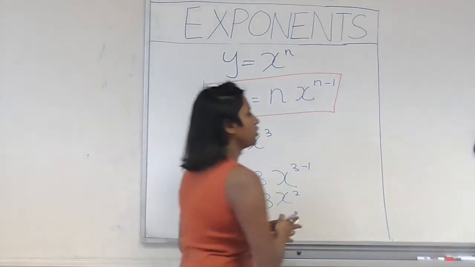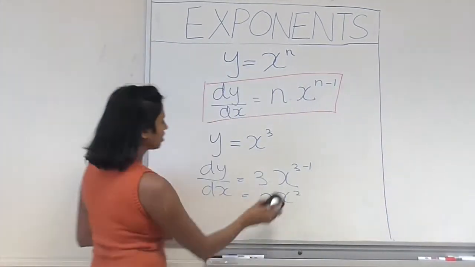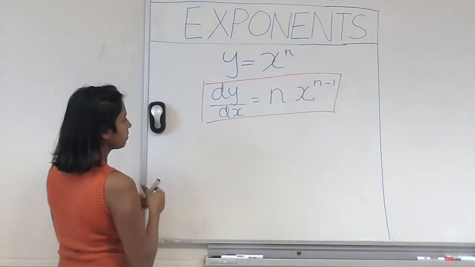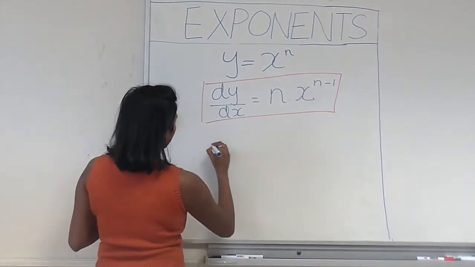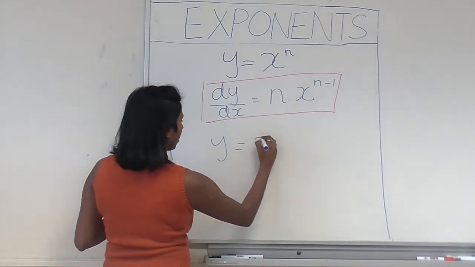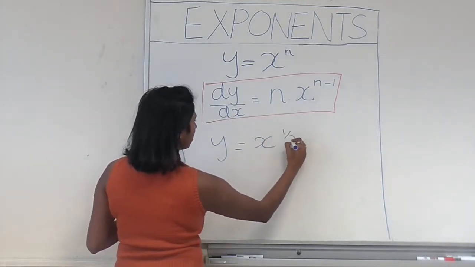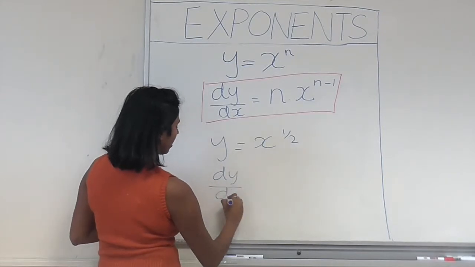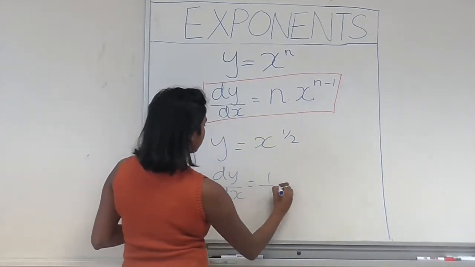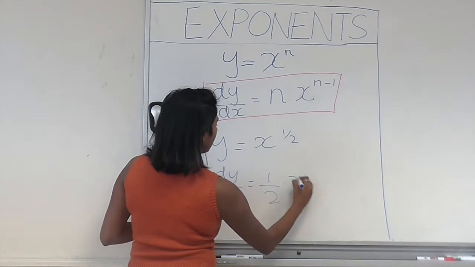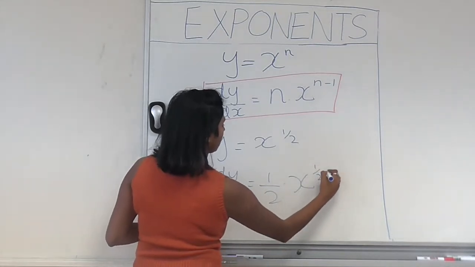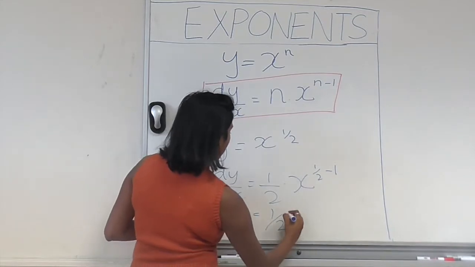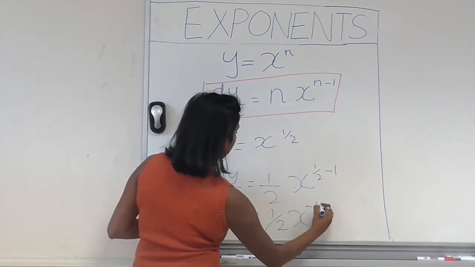And now I'm going to give you another example which looks slightly different, but it's again basically the same principle. So we have y equals x to the power half, and what we do is again dy by dx equals half times x to the power half minus 1, which is half x to the power minus half.